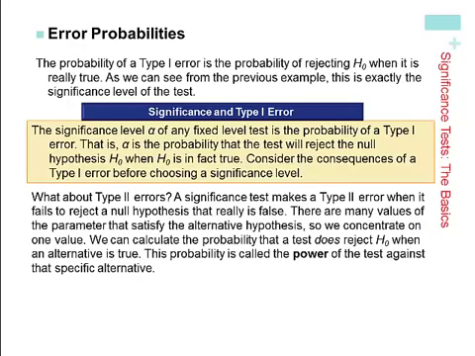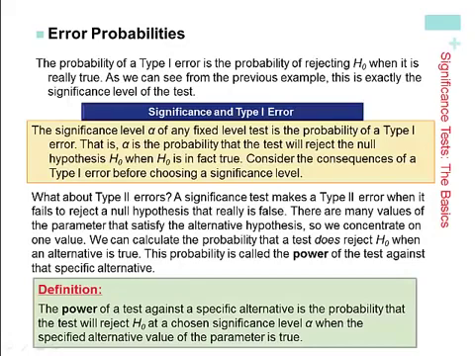Calculating a type 2 error is more difficult. A significance test makes a type 2 error when it fails to reject the null hypothesis that is really false. There are many values of the parameter that satisfy the alternative hypothesis, so we concentrate on one specific value. We can calculate the probability that the test does reject the null hypothesis when a certain alternative value is true, and that is the value we are going to select and concentrate on. This probability is called the power of a test against a specific alternative.